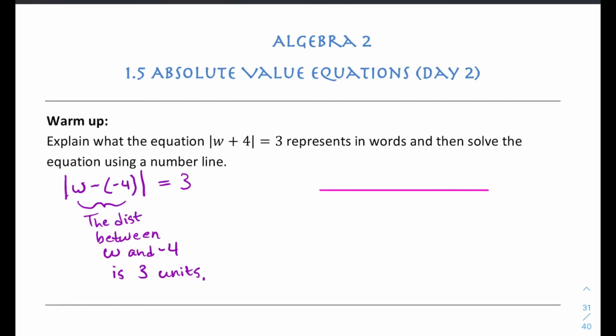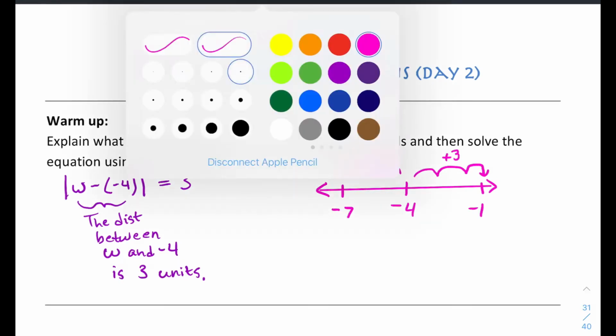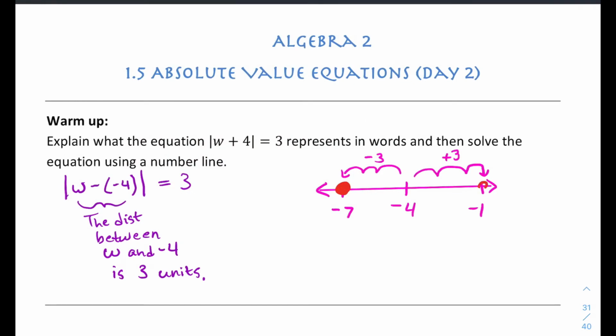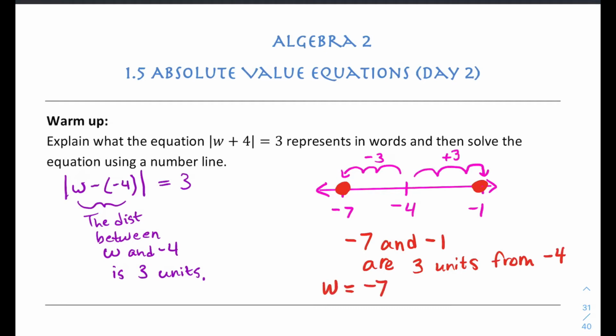So if I draw a number line to solve this, think about the value we know is negative 4, and we know that to get to w, we need to go 3 units in either direction, because we know the distance between negative 4 and w is 3 units. So I could go 3 units bigger than negative 4, which puts me at negative 1. Or 3 units smaller than negative 4, which puts me at negative 7. So the two numbers that are possibilities for w, the ones that are exactly 3 units away from negative 4, are negative 7 and negative 1.